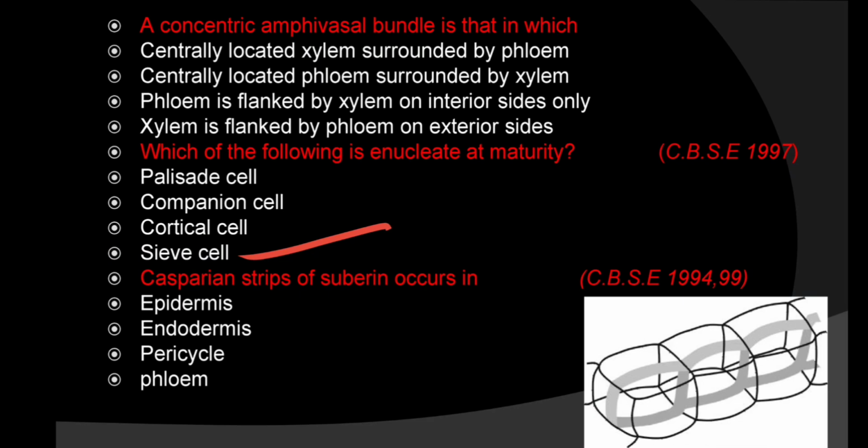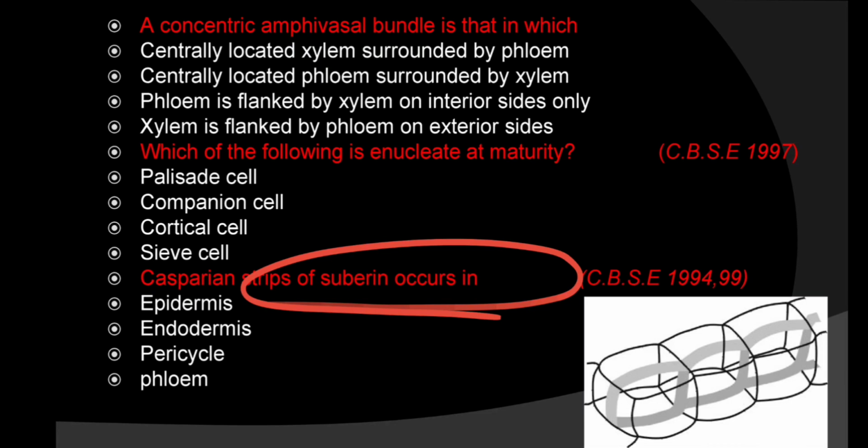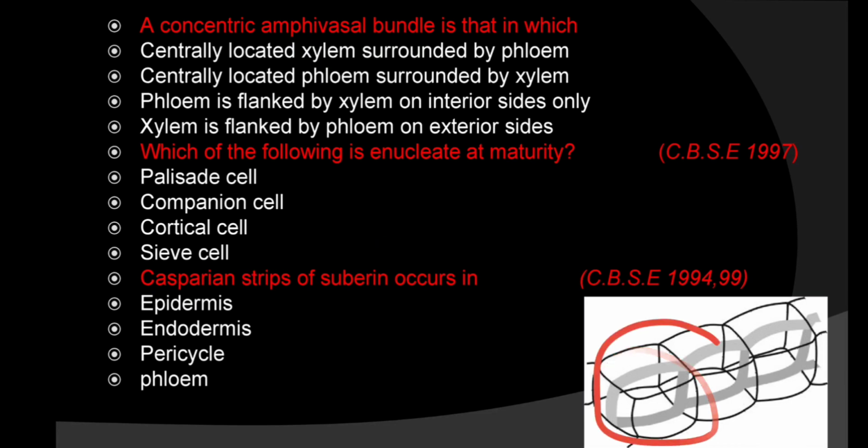Casparian strips of suberin occur in which tissue? Here you can see these are the cells of the endodermis. The cells of the endodermis contain a Casparian strip made up of suberin. So this is the Casparian strip inside. You can easily see it in this diagram. So the answer is endodermis. The endodermis layer contains Casparian strips made up of suberin.